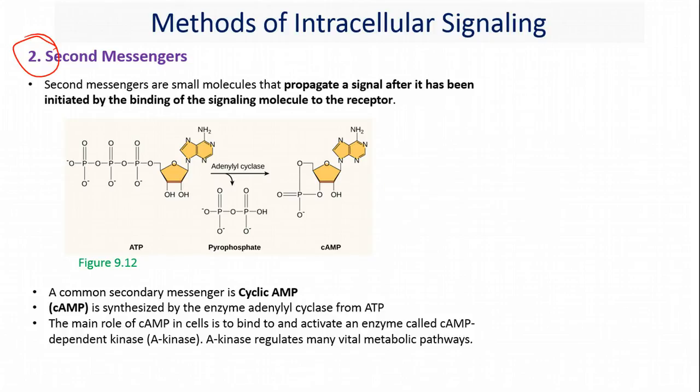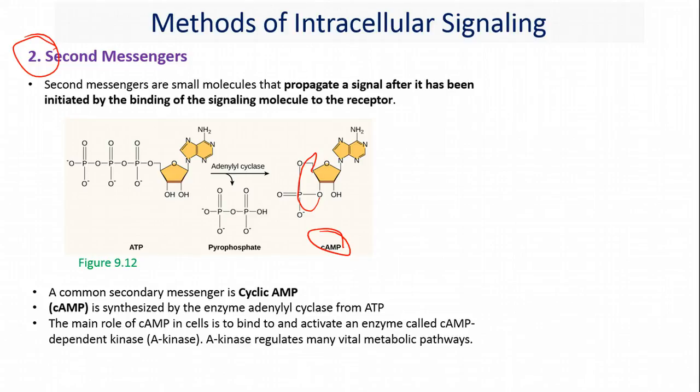And one of the most common is called cyclic AMP. You can see that this starts with ATP, loses two phosphate groups, and then you have one phosphate bound at two spots to this pentose sugar, and you'll get cyclic AMP. So this is a common second messenger.